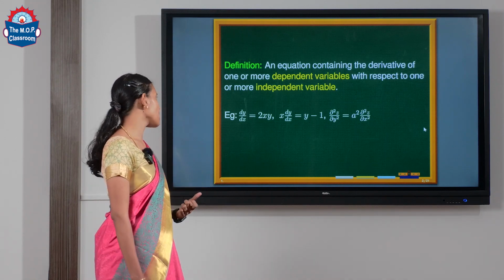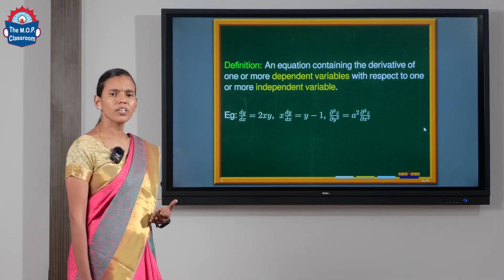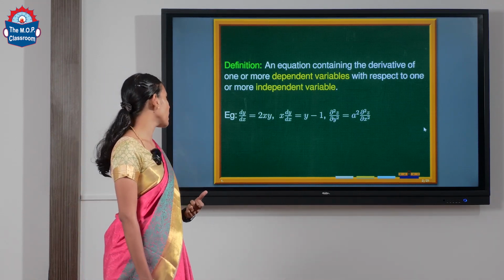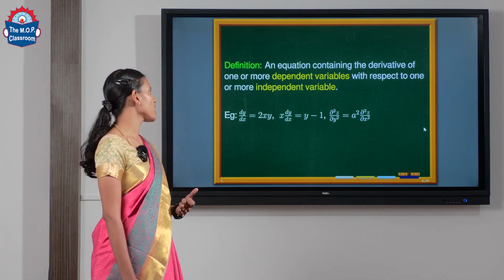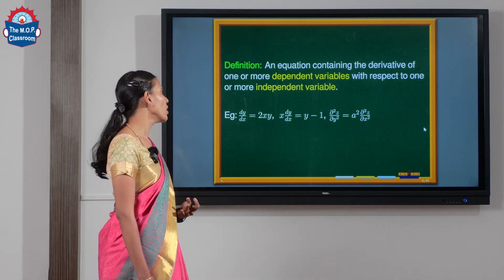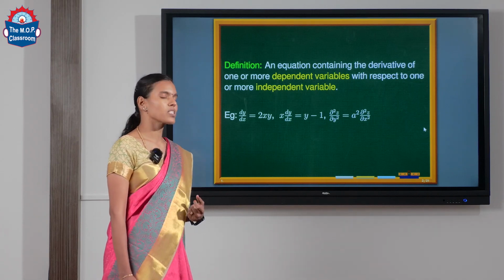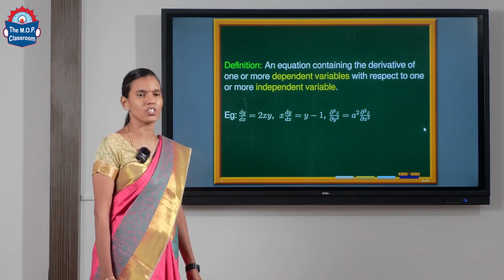dy/dx = 2xy. So here x is our independent variable and y the dependent variable. And the last equation, ∂²z/∂y² = a² ∂²z/∂x², is an example of a partial differential equation.